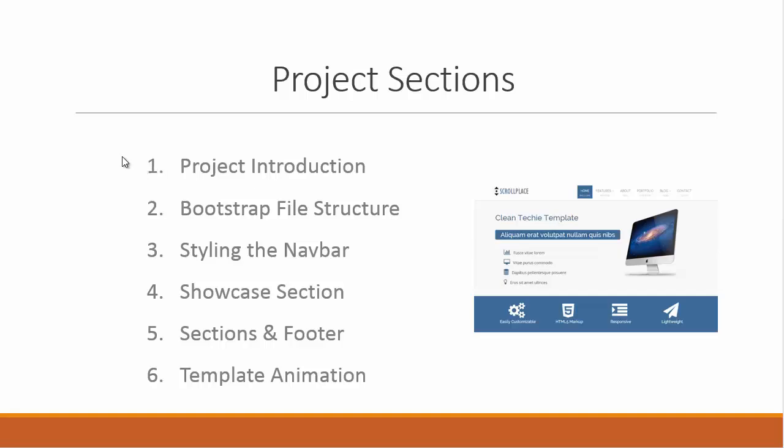In the next section we'll do the Bootstrap file structure. So we'll go to getbootstrap.com and we'll download the framework, create an index file, and then we'll move on to styling the navigation bar. The navigation bar will probably take up the most time. If you've seen the default Bootstrap template, then you'll know that this is styled pretty well, and there's a lot to do. We have subtitles as well.